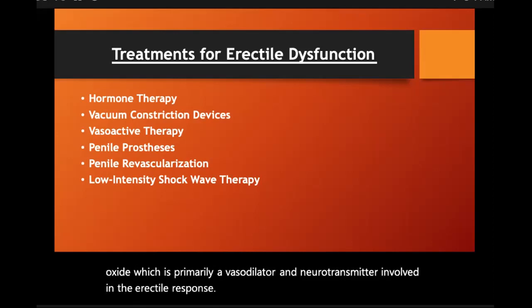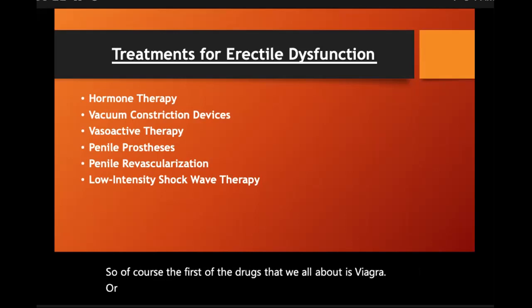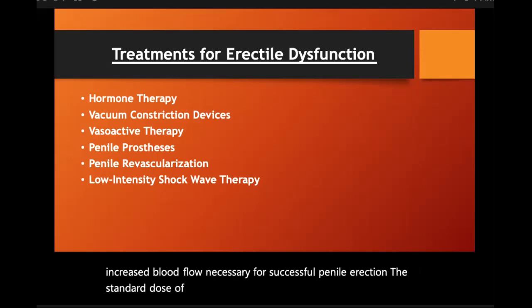So of course, the first of the drugs that we all know about is Viagra, or sildenafil is the generic name, and it results in an increased blood flow necessary for successful penile erection. The standard dose of Viagra is 50 milligrams at least 1 hour before sexual activity. And the contraindication that you need to be very clear about with these patients is hypotension.